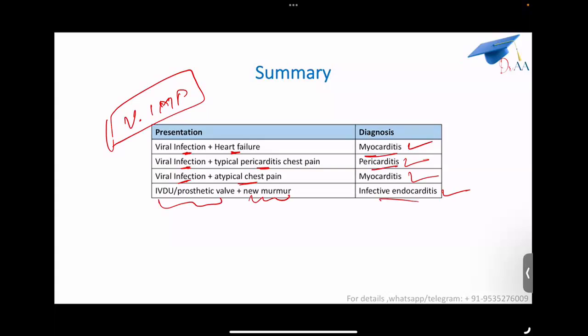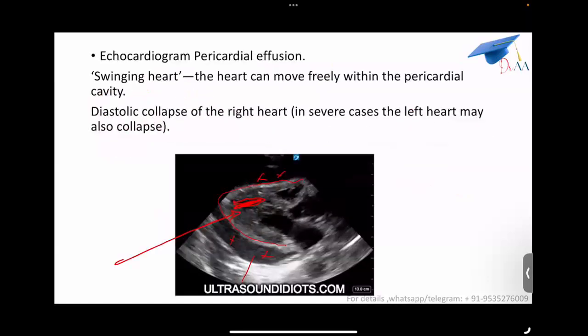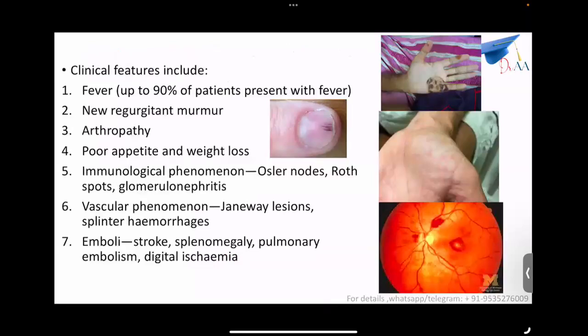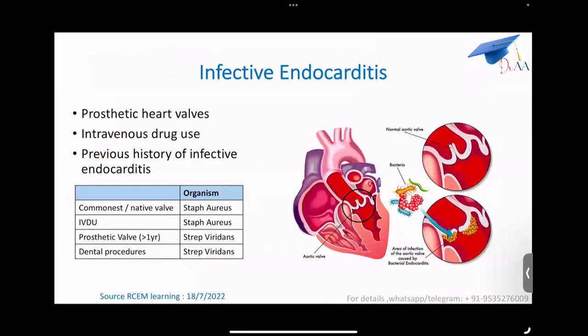Any questions till now, you can ask me, mainly regarding this inflammation of different parts of the heart. Doctor, in the prosthetic valve, if less than 1 year is also very dense? Less than 1 year is not viridans, it is Staph aureus. More than 1 year is Strep viridans.